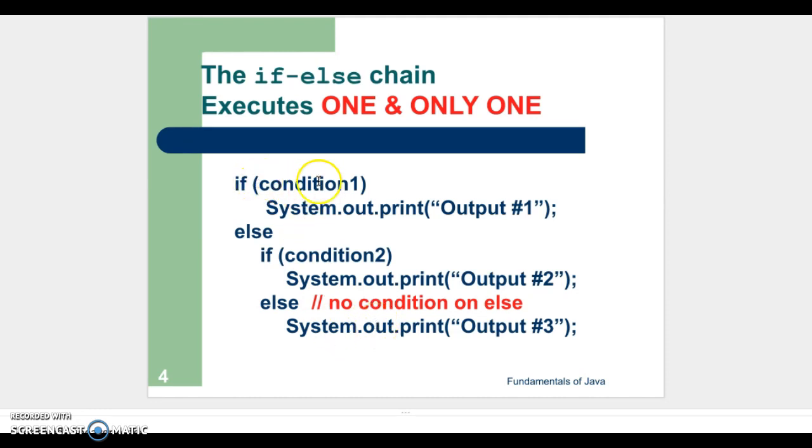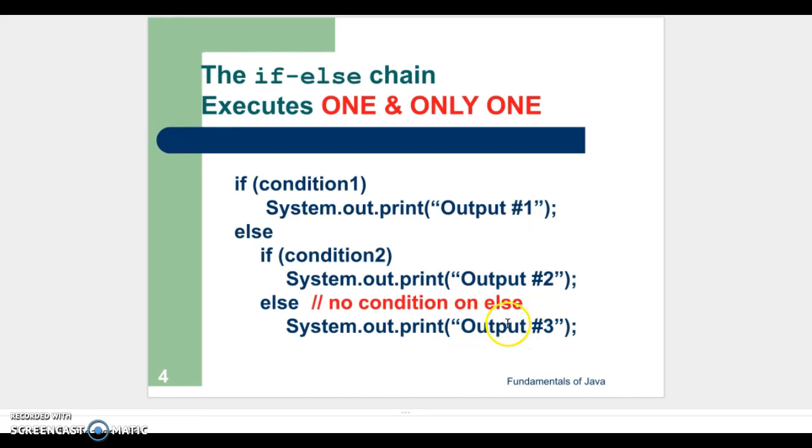So here, if condition 1 is true, I will output the message number 1. Else, if condition 2 is true, I will output the message number 2. And otherwise, for all other cases, if this is false and this is false, I will come down here and output message number 3. So no matter how many of these I have, if I end with a dangling else, I'm guaranteed to at least output this message.